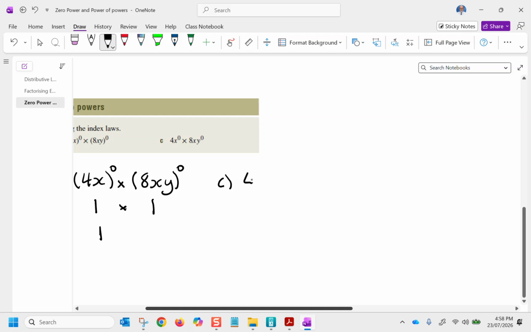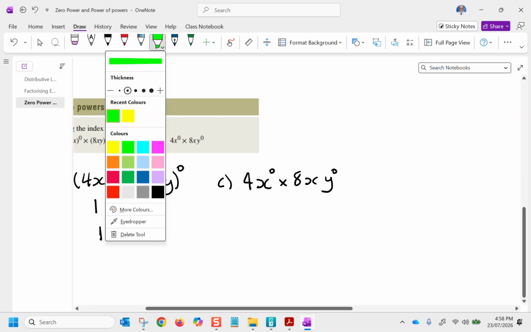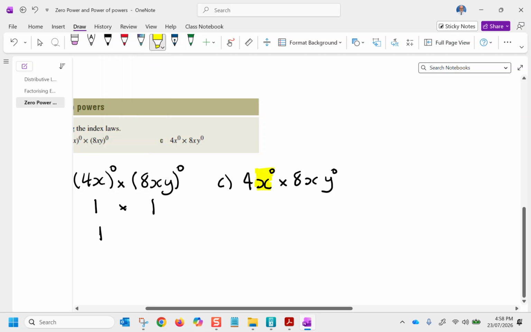We have 4 multiplied by x to the power 0 multiplied by 8xy to the power 0. Now this time, the 0 power just applies to the pronumeral x. There's no brackets like last time around the 4 as well as the x. And over here, the 0 power only applies to the pronumeral y, not to the x, not to the 8. There's no brackets for that.